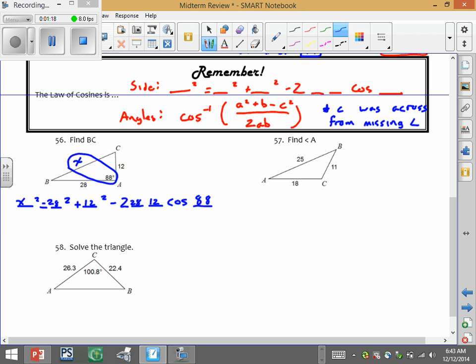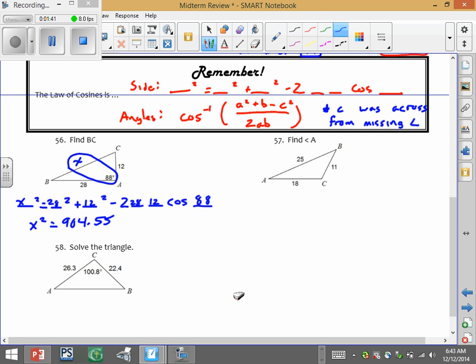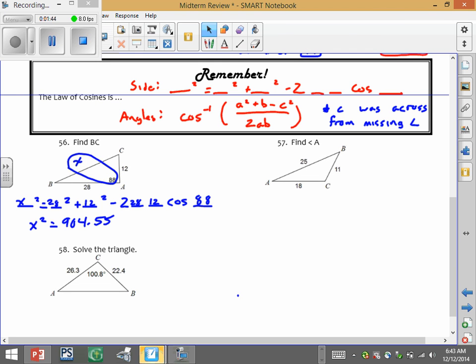So now it's just a matter of typing into the calculator. We have 28 squared plus 12 squared minus 2 times 28 times 12 times the cosine of 88, which is 904.55. Now we've got to take the square root of that, so x is equal to 30.